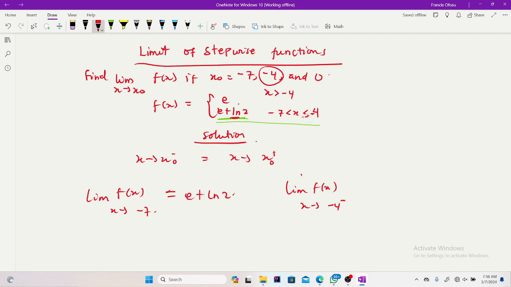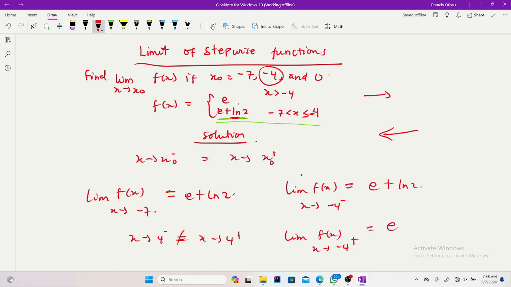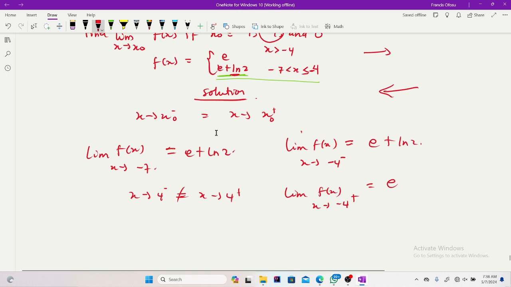When x is less than or equal to -4, this is the left side of -4, the function is given as this. So for that one, our answer will be e plus ln 2. But the limit of f of x as x approaches -4 from the positive side, the right side, that one is giving us e. And now this and this are not equal, right? So as x approaches -4 from the negative side is not equal to as x approaches -4 from the positive side. Therefore, you can say that the limit does not exist.